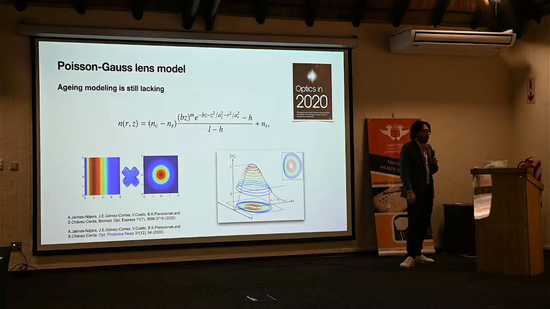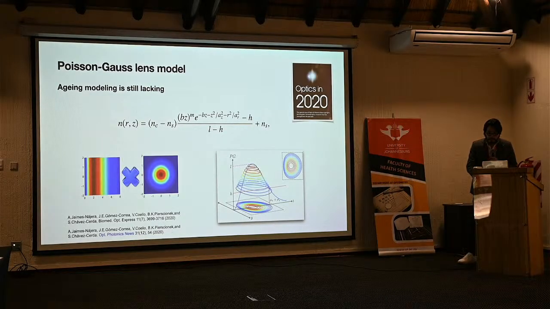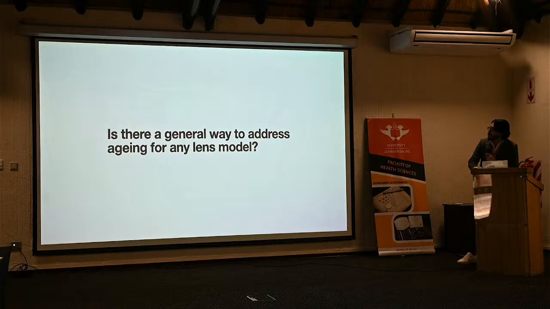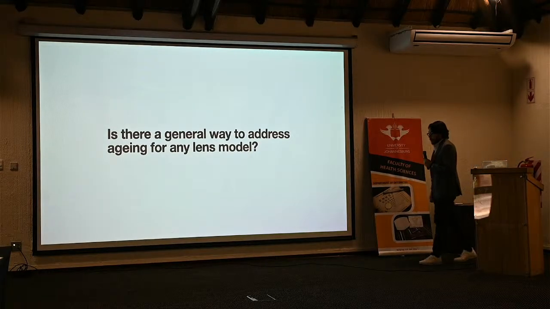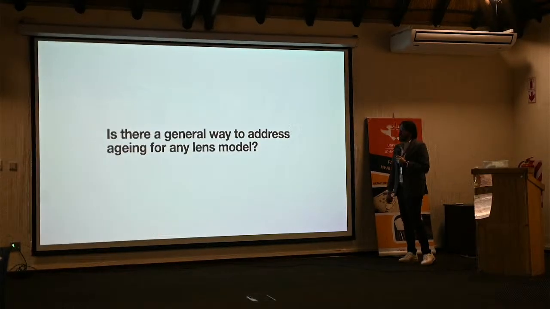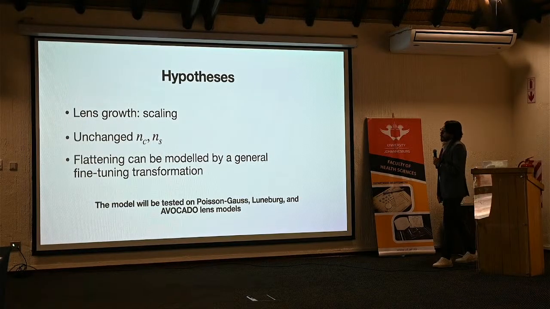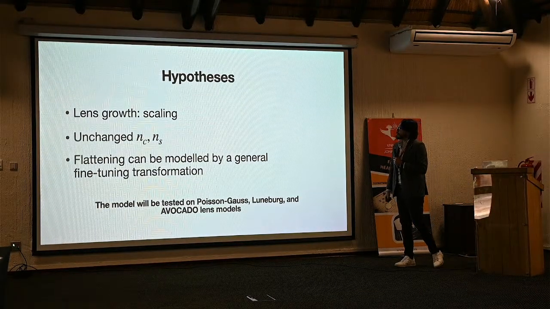How can we address this process in general? Then we can ask if there is a general way to address this mechanism for any lens model. So it's kind of a model that uses models. Yeah, the model of aging in lens models. So we're going to take this hypothesis.